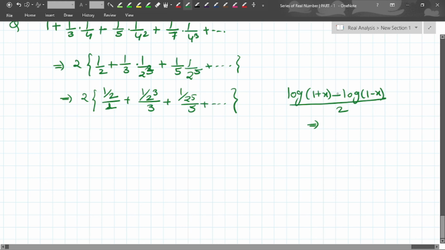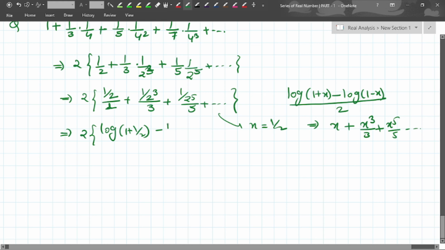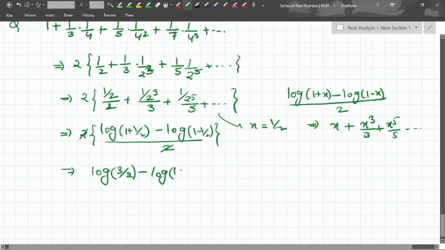x plus x cube by 3 plus x power 5 by 5. So from here it is nothing but 2 into, this is what x is here. So from here x is 1 by 2. So it is nothing but log of 1 plus 1 by 2 minus log of 1 minus 1 by 2, divided by 2. So from here 2 and 2 will get cancelled. So this is nothing but log 3 by 2 minus, from here, log 1 by 2.